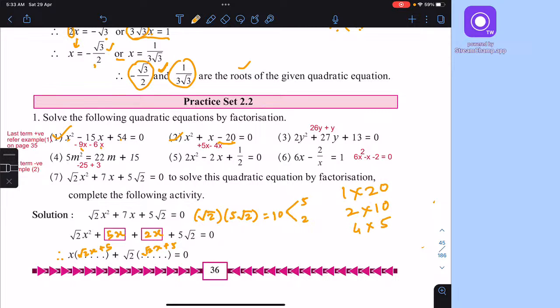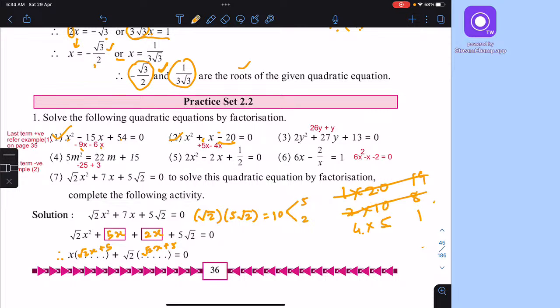And when last term is negative, you have to consider the difference. The difference of 20 and 1 is 19. We want 1 here, so this is of no use. The difference of 10 and 2 is 8. We want 1 here. So this is also not used. 4 and 5, the difference is 1.